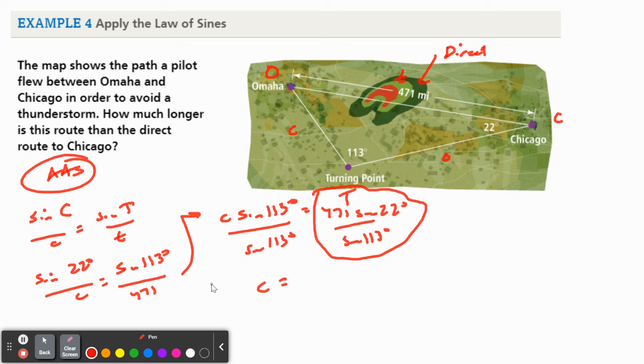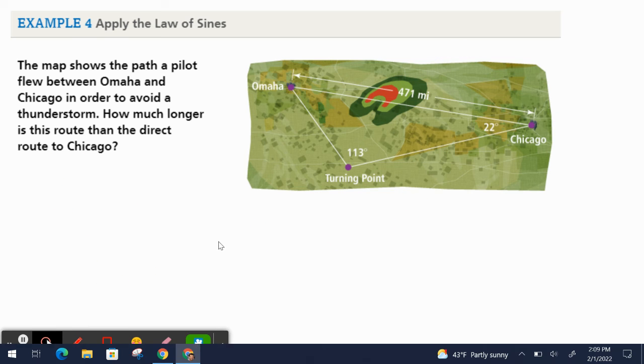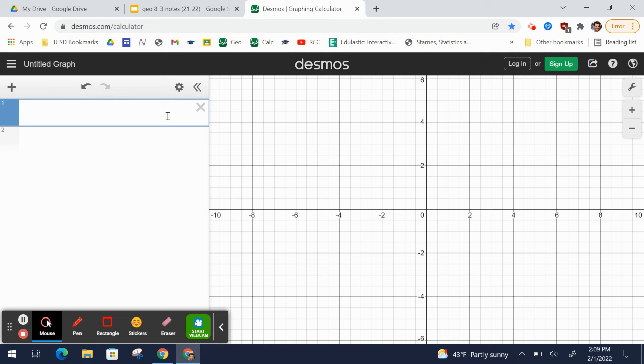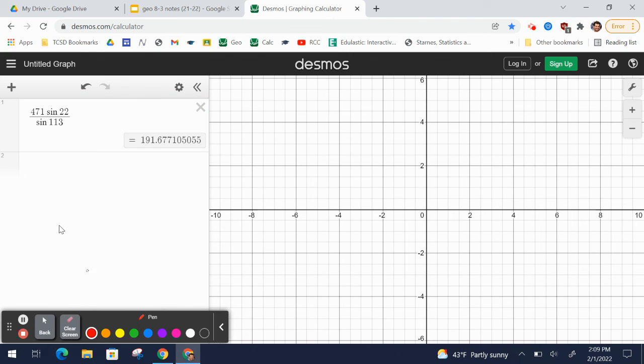Let's round to the nearest tenth, unless it's nice not to. So 471 sine of 22 over sine of 113. Fraction 471 sine of 22 over the sine of 113. And there I got 191.67. I'll go 191.7. Okay, there we go. So that's going to be the length of c, 191.7. And that'd be miles, I assume? Yeah.